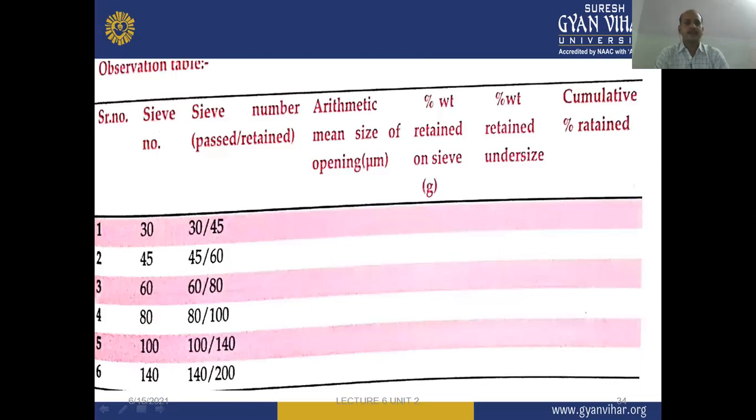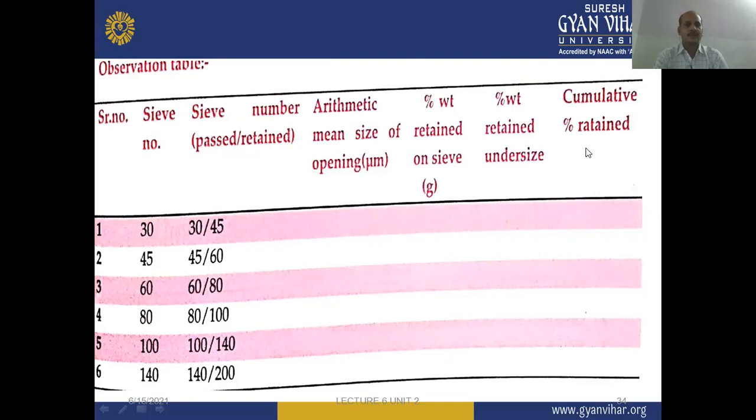So this is the observation table for the sieving method. It involves different parameters, like sieve number passed, retained, arithmetic mean size of opening, which is represented in terms of D or micrometer, and then percentage weight retained on smaller sieve, and then percentage weight retained undersize, and then cumulative percentage retained.